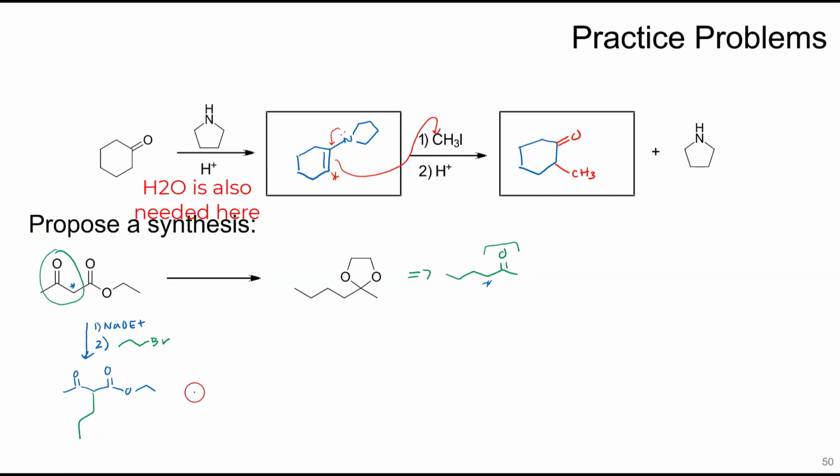If I want to get rid of this ester part, I'm going to add acid. I use acid and heat. The acid will hydrolyze that to the carboxylic acid. The heat will decarboxylate. So in this process, I'm going to subtract CO2. And then to do that reaction, I just need ethylene glycol plus catalytic acid.